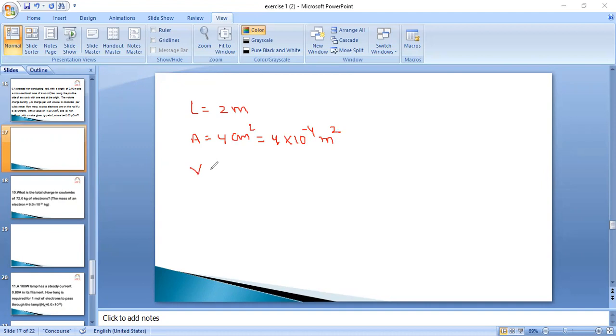And what is the volume then? Volume is nothing but area into length. By multiplying the above two, finally you will get 8 into 10 power minus 4 meter cube. That is the volume of the given rod.